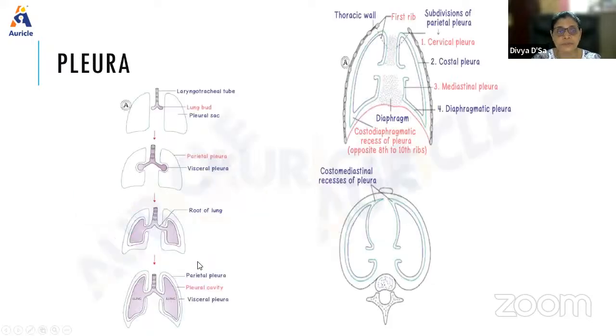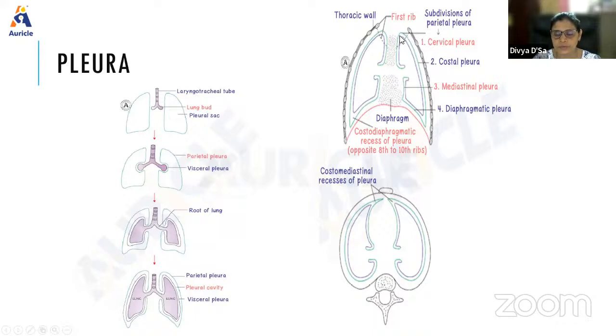Now if you see, this is how the pleura is formed. During development, the lung bud will invaginate into the pleural sac. When it invaginates, it covers like this. This becomes the cavity, that is the pleural cavity. This becomes the visceral pleura, and this outside one becomes the parietal pleura. Basically, more emphasis is placed on the parietal pleura.